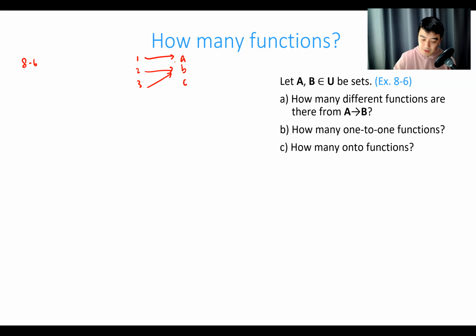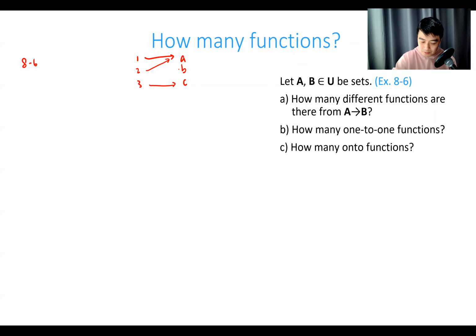That's a function. A different function would be something like this. If I instead made two go to A instead, that would be a different function. Another different function would be if I made 3 go to C. That would be another different function. So how many different functions are there from set A to set B?